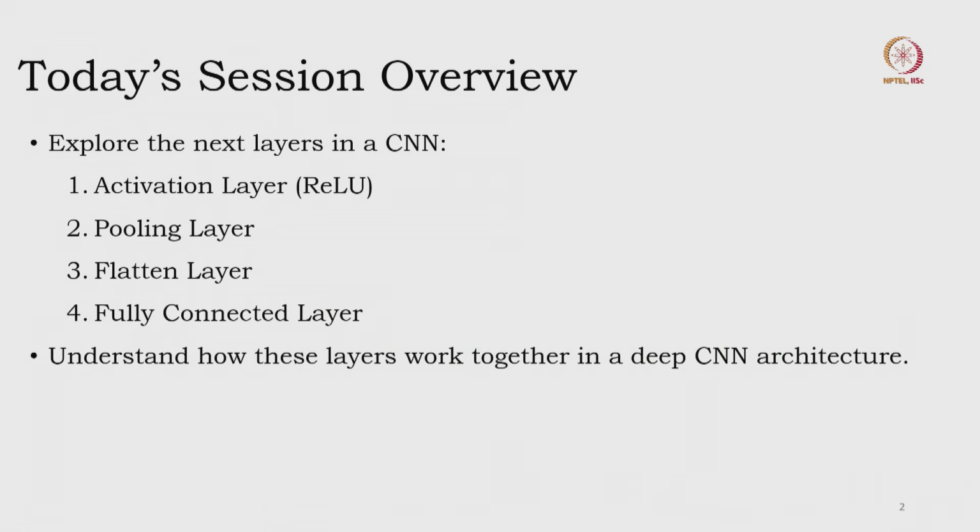In the previous session we started with the CNN and saw in detail the working mechanism of the convolutional layer, which is mainly responsible for extracting the features. In today's session we will explore the remaining components of CNN. We will look into the activation function ReLU, then the pooling layer, flatten layer and the fully connected layer. Then towards the end we will understand how these layers work together in a deep CNN architecture.